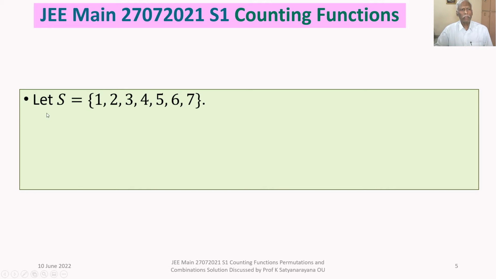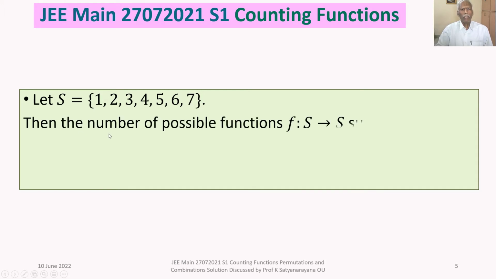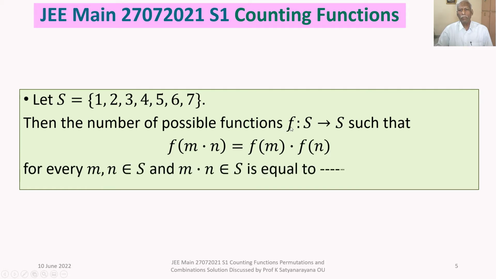The problem is, let S be the set consisting of the elements 1, 2, 3, 4, 5, 6, 7. Then we have to find the number of possible functions f from S to S such that f of m into n is equal to f of m into f of n for every m, n belonging to S and m into n belonging to S.